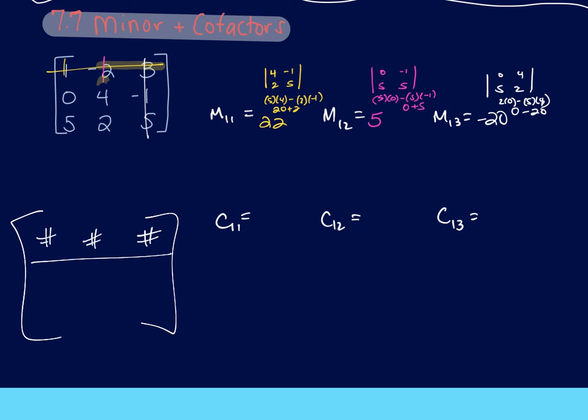And then when you do the cofactors, remember you change only the middle sign, right? Because we would change here, here, and here, which means you only have to change the 5. So the cofactor of 1, 1 stays 22, 5 would become -5, and then 1, 3 would be -20.